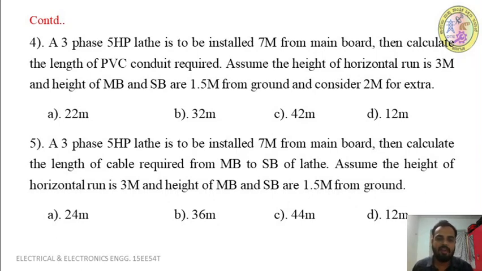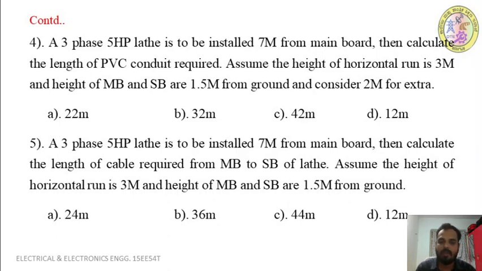A three-phase 5 HP lathe is to be installed 7 meter from the main board. Calculate the length of cable required from the main board to the starter board of the lathe. Assume the height of the horizontal run is 3 meter, and the height of the main board and starter board is 1.5 meter from the ground level. So here you have to calculate the length of the cable. What are the options given? A 24 meter, B 36 meter, C 44 meter, D 12 meter.